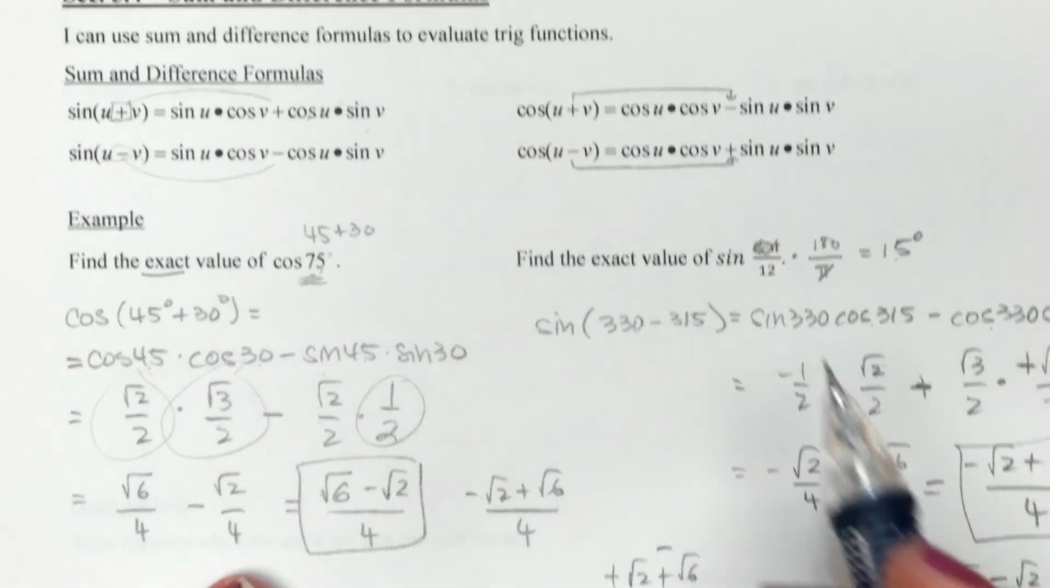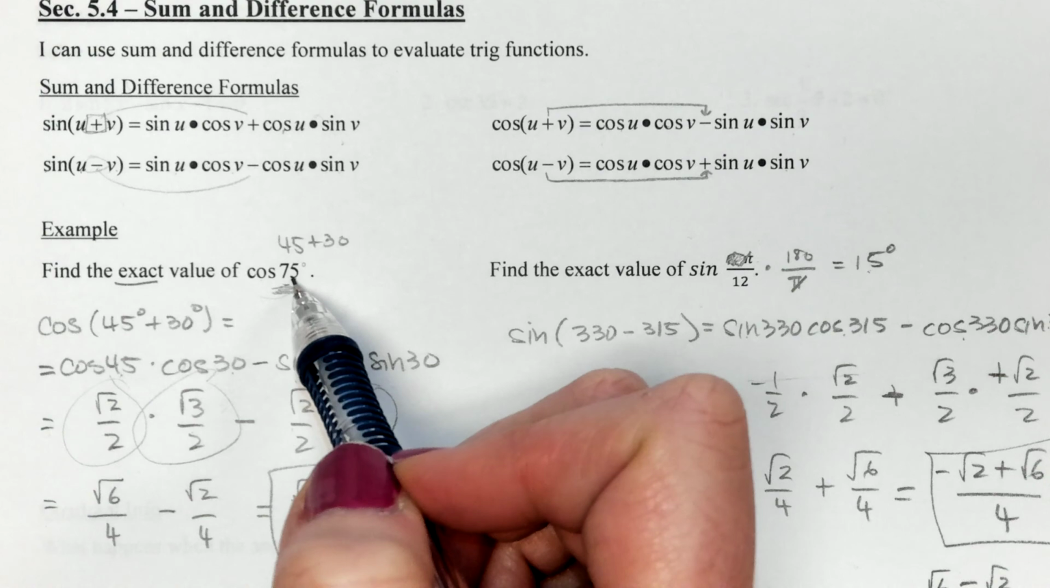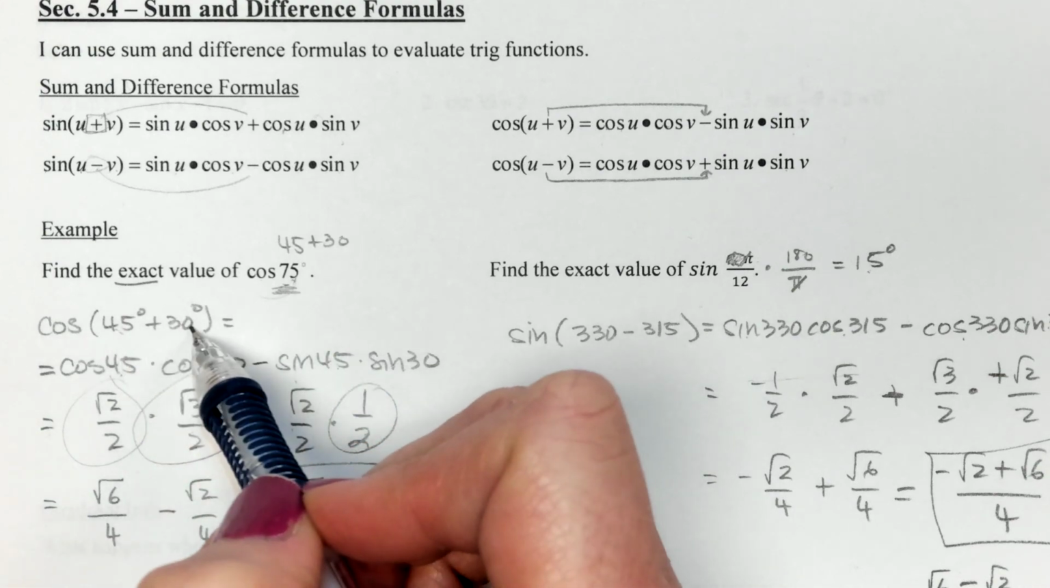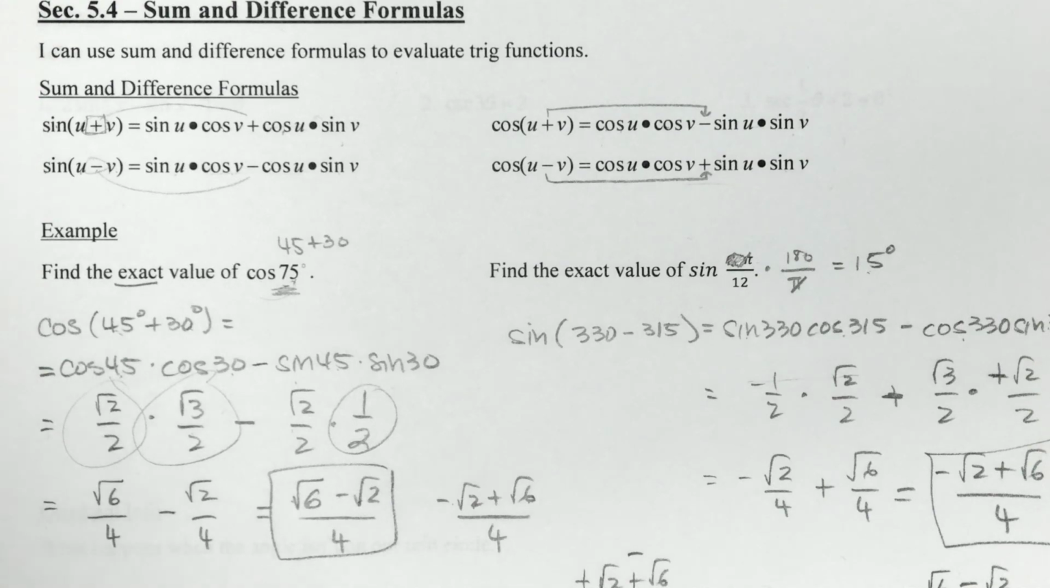So your sum and difference formulas today are all about you breaking an angle apart, like 75, breaking it into two things you know, and then using the sum and difference formulas the way they're set up to find the exact value.